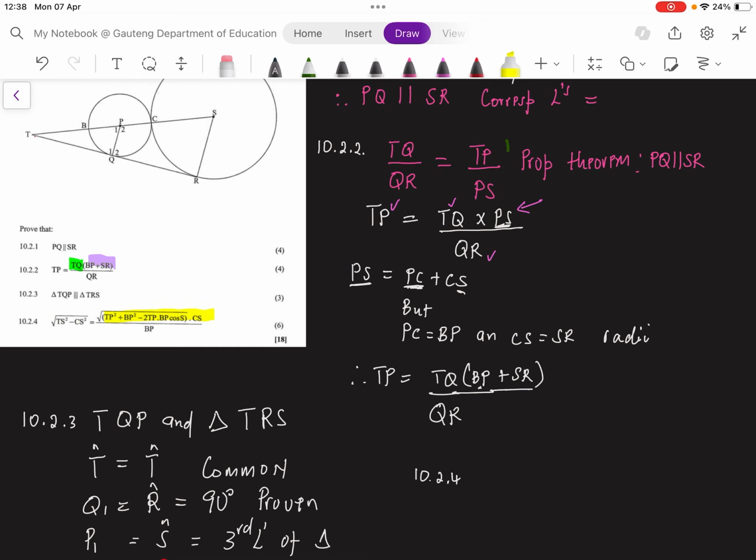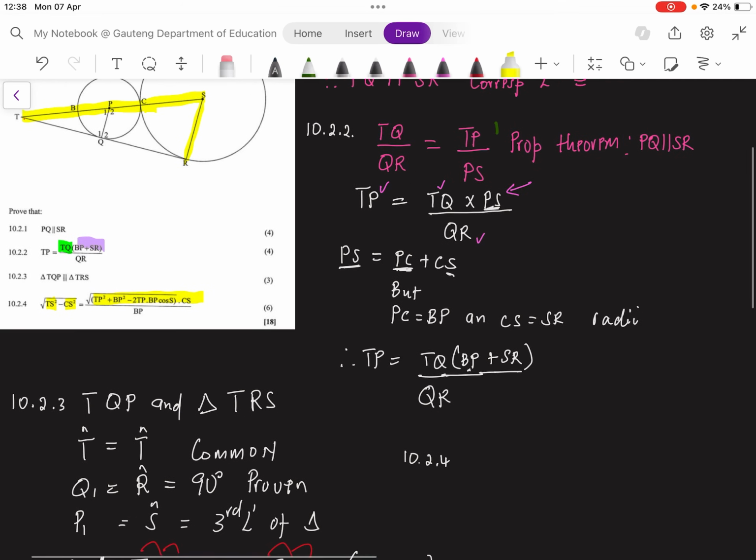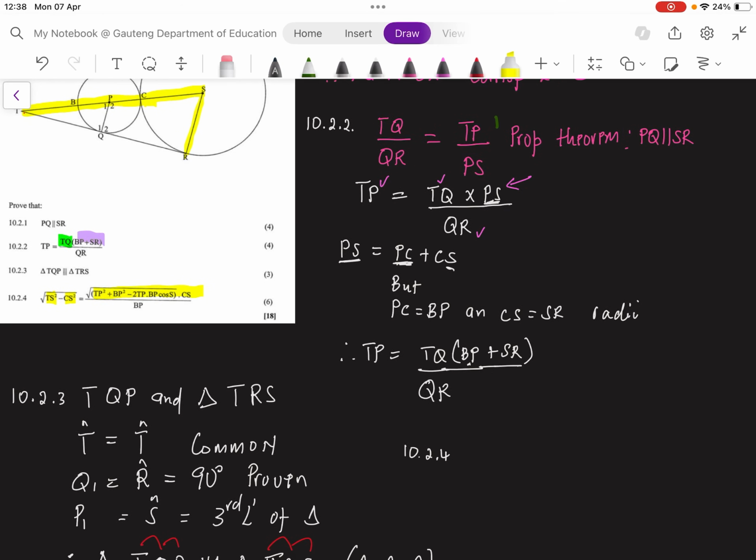In the left-hand side, we have TS squared. Where is TS? We have TS squared this side, the hypotenuse of a bigger triangle TSR. There is CS. CS is this line, which is the same as SR. Okay, I can see already there is a Pythagoras theorem there. Let me first try to deal with my left-hand side.